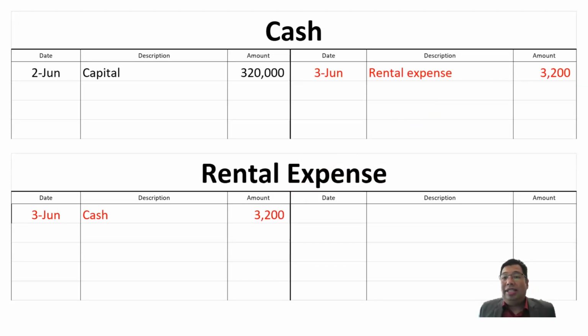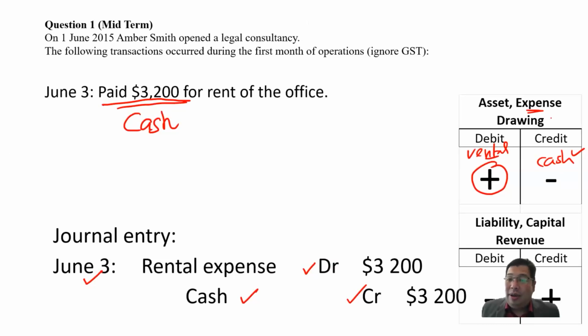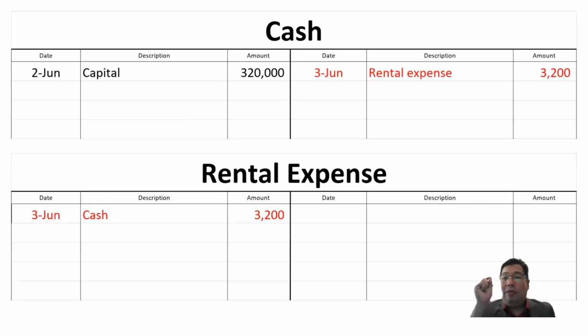Yes, cash is credit. Why is cash credit? Because we make payment, so our cash reduces. So the answer will be, I'm going to credit cash 3,200 and I'm going to debit rental 3,200.